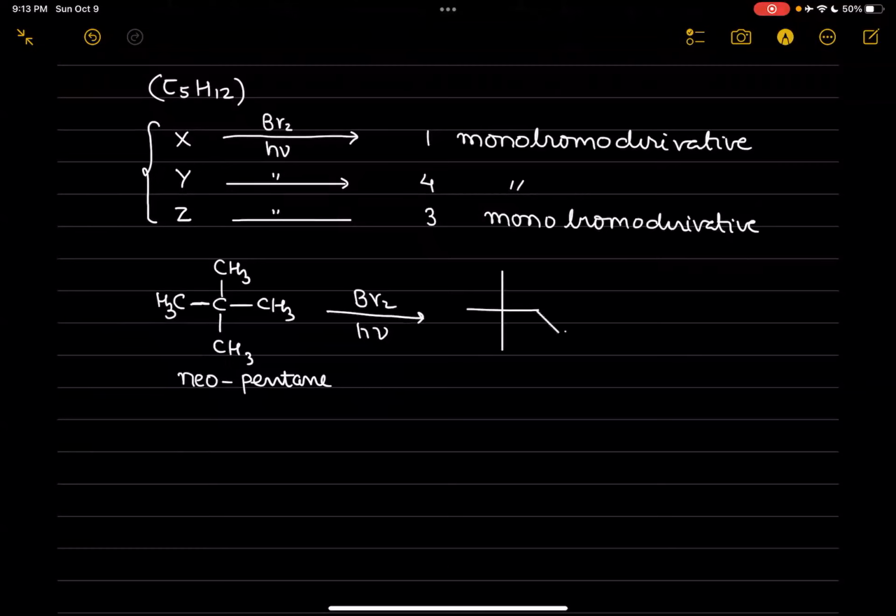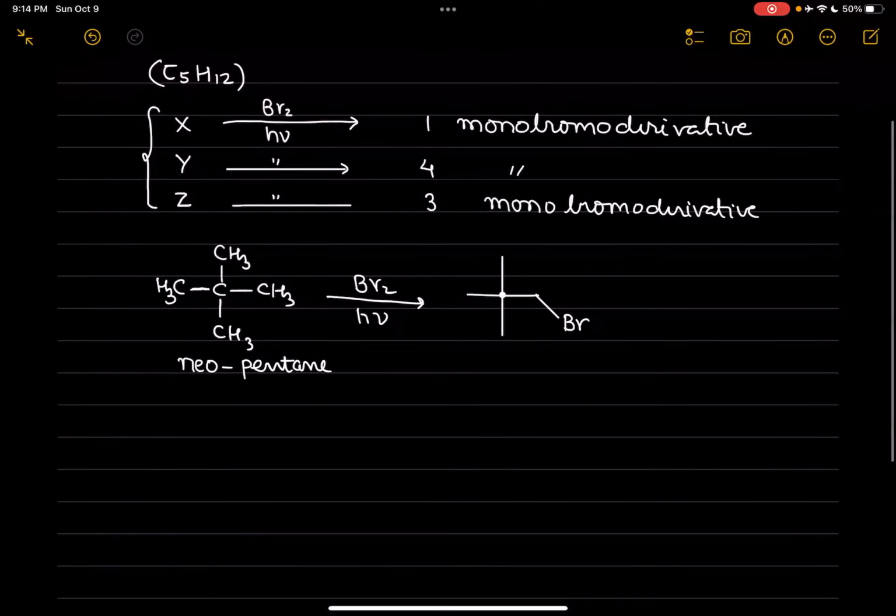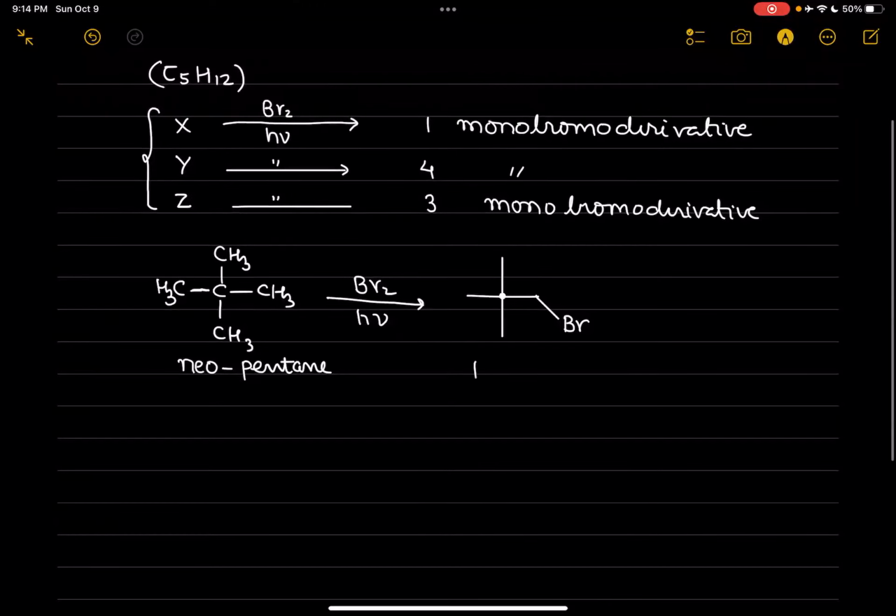So this is neopentane and that is neopentyl bromide. Neo means if you have the second last carbon with two methyl groups, that is neo. That's a common name. So this is 1-bromo-2,2-dimethylpropane.